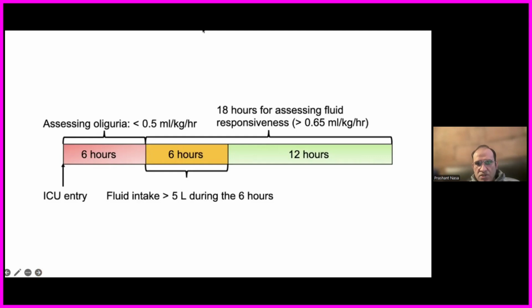Then fluid administration in the next 6 hours was picked up, followed by 18 hours of looking at fluid responsiveness, whether these patients are able to respond to the fluid challenge or not. So looking at this small cohort of patients who had oliguria, who were given fluid challenges, and then the response of that fluid challenge in terms of improvement in urine output or not.